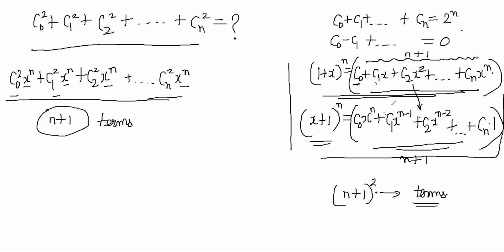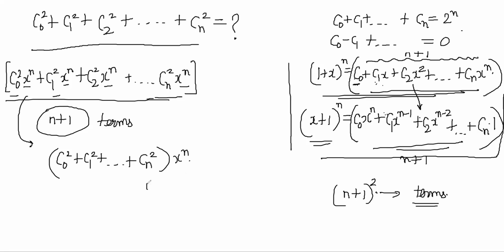Similarly, C1 x power n you cannot get through any other way, because here the power is becoming bigger and here the power is becoming smaller. You understand? So if you think about it, you will realize that this is the only possibility of getting x power n. So you can say C0 square plus C1 square and so on till Cn square, into x power n. That is one term with x power n.